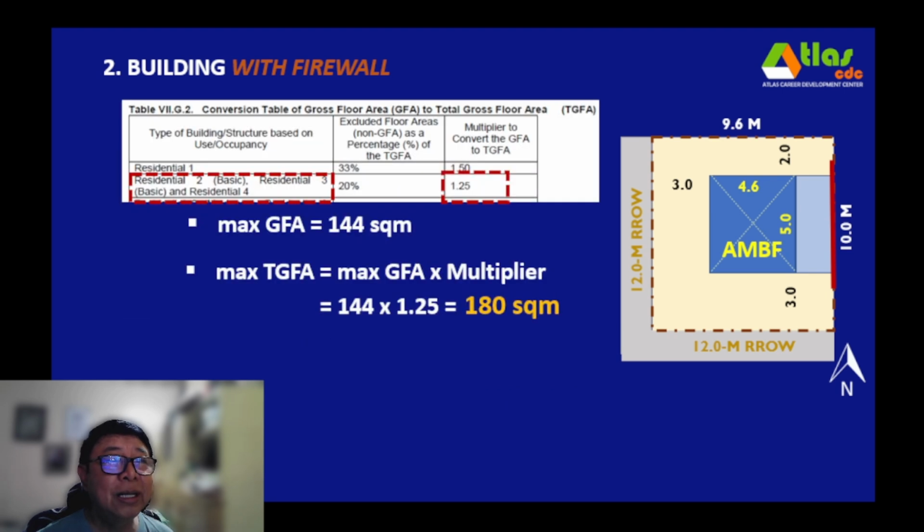Again, we have another table to look at, that is table 7.g.2. This is the conversion table. Our conversion is 1.25, converting our maximum GFA earlier of 144 square meters. We have computed this earlier based on the maximum FLAR. So our value for the maximum TGFA will be at 180 square meters. Again, you will notice that it's the same value of the maximum TGFA without firewall, because our maximum GFA will not change even though the building will have firewall or no firewall.